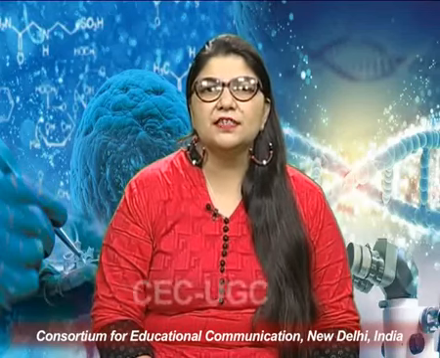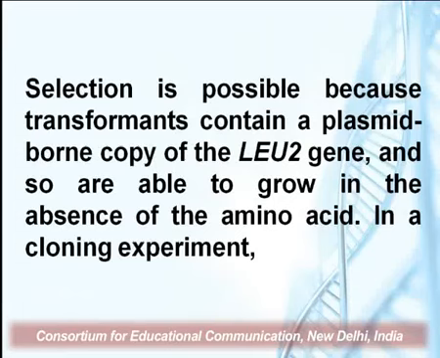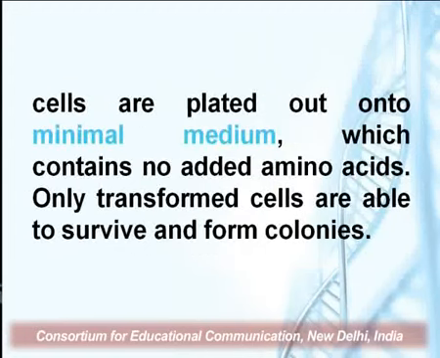So, this is basically showing that when you grow it on a minimal medium, then you can select the positive clones. The selection is possible because the transformants contain a plasmid-borne copy of the leucine 2 gene, and so are able to grow in the absence of the amino acid in a cloning experiment, and therefore leucine 2 acts as a selectable marker. The cells are plated out onto the minimal medium which contains no added amino acid, and only transformed cells are able to survive and form colonies.